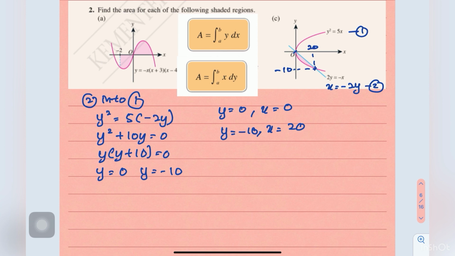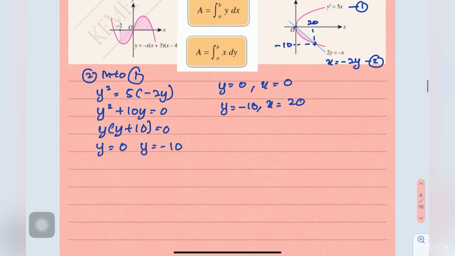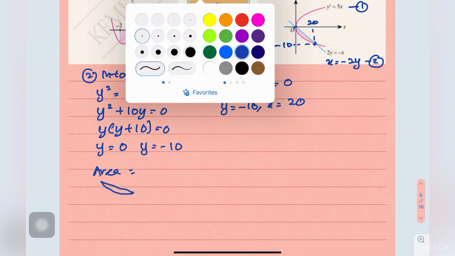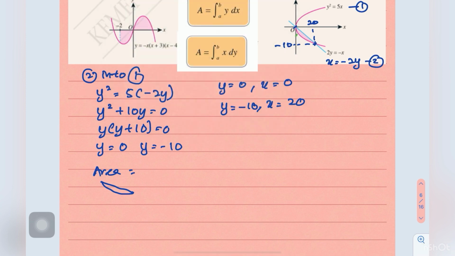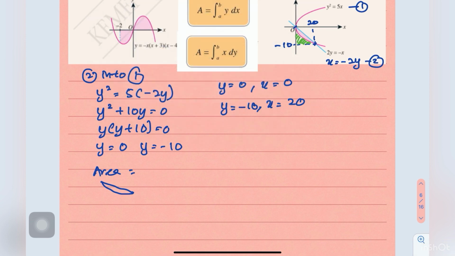So now find the shaded area. The area is this area. For this situation, I think maybe you can use this area, meaning the triangle minus the area under the graph with respect to y. So the area of the triangle.